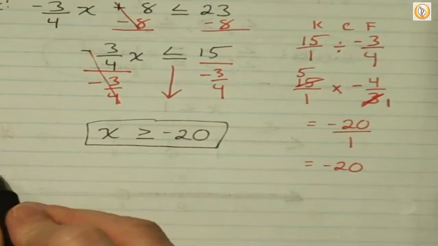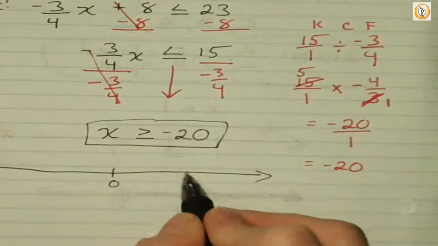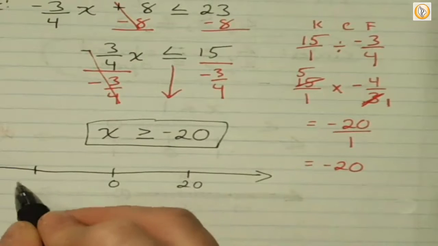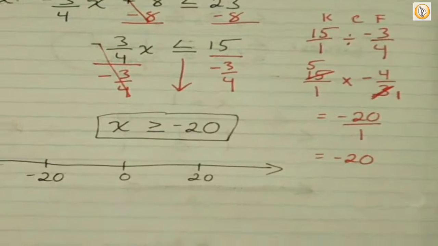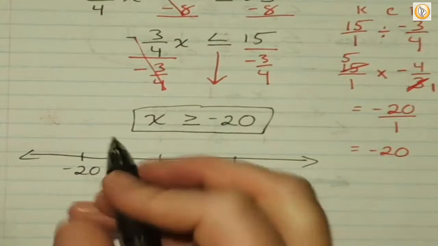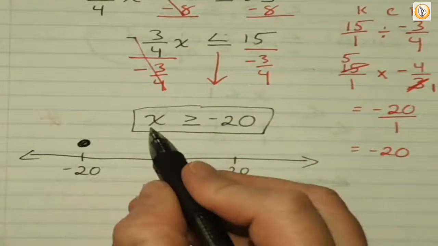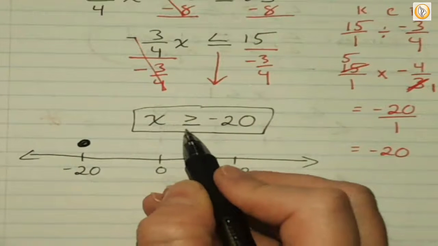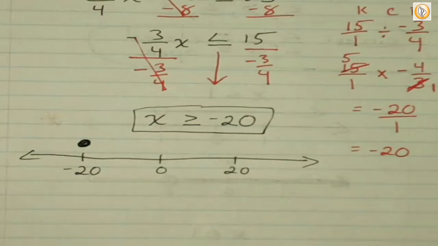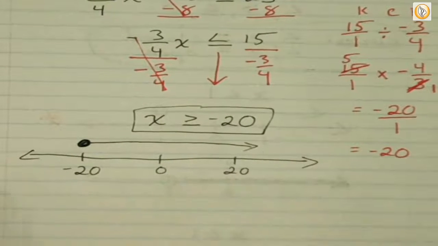Now, if we were to draw a number line, Kelly, is that an open or closed circle? That's a closed one. Good job. Over the negative 20. And x can be any number greater than or equal to negative 20. So which direction does the arrow go? To the right, because it can be any number greater than negative 20.